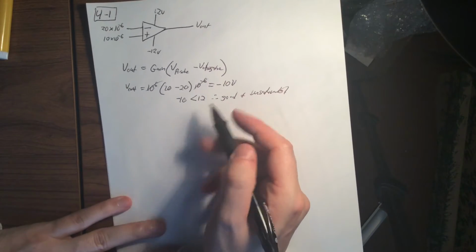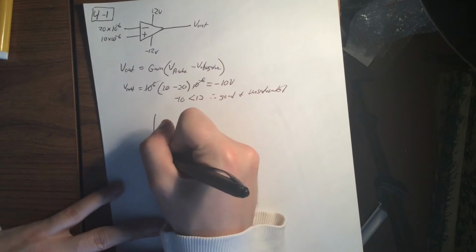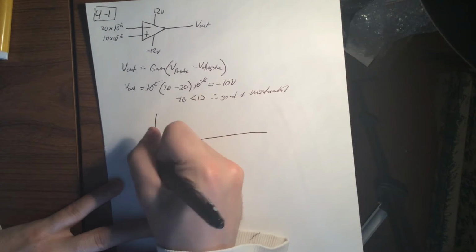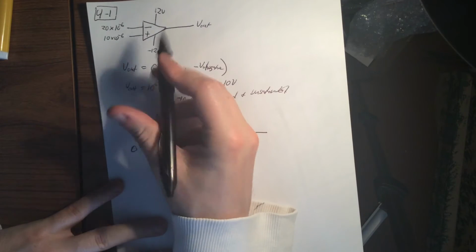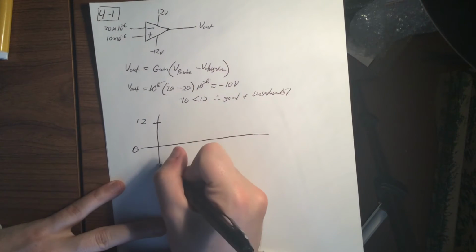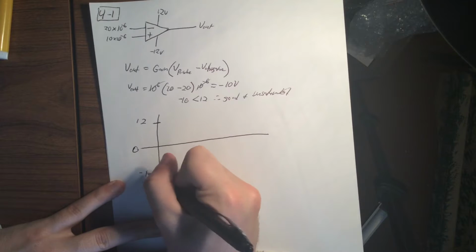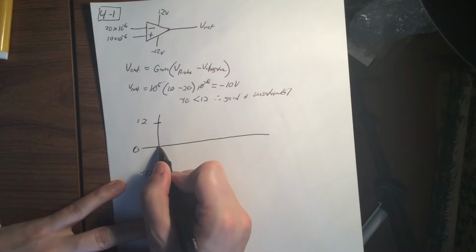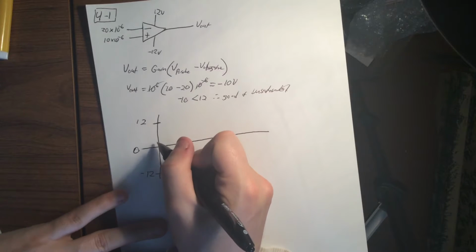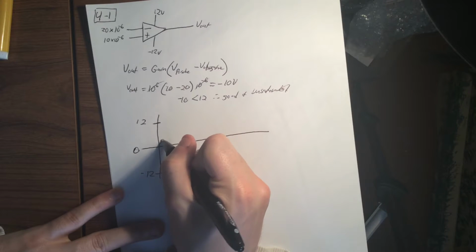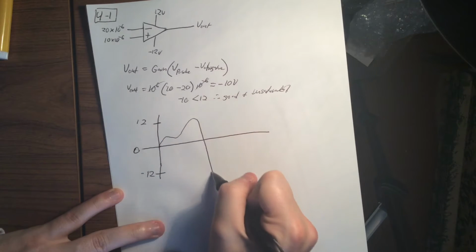So again, just to kind of draw this out, this is not part of the problem, but let's just say this is 0 volts, this is, I don't know, we're powering this with 12, so let's just say this is 12, and then that means this one is minus 12. Let's just say I have a signal that comes in. This is our input signal. It's coming in like this.